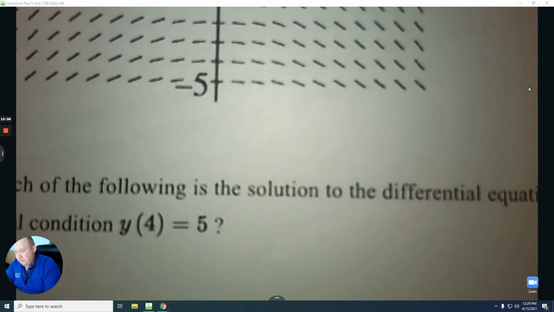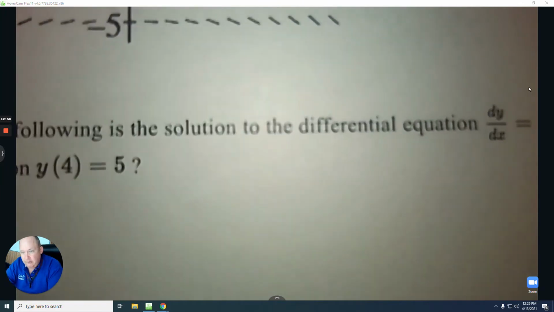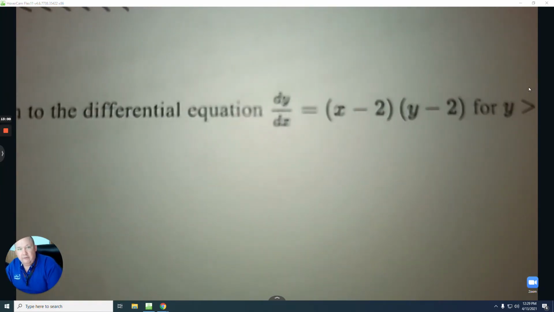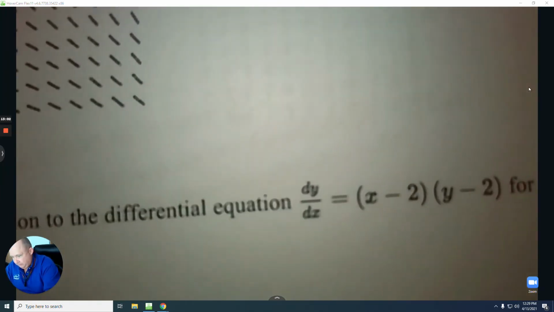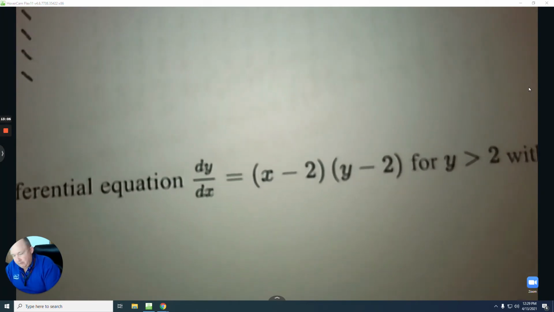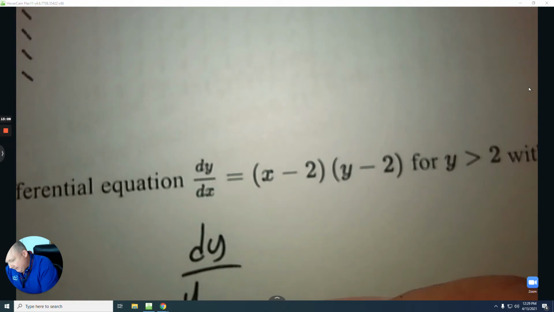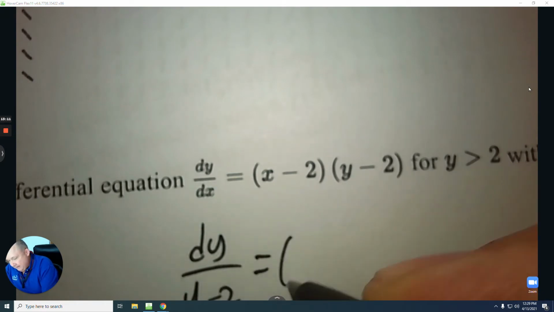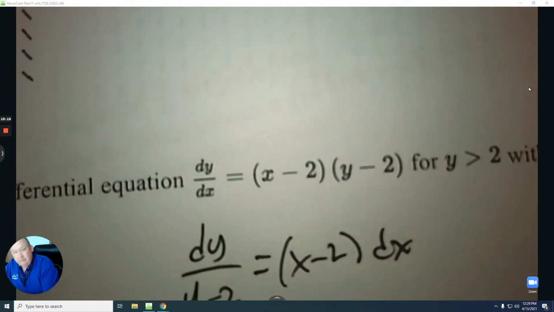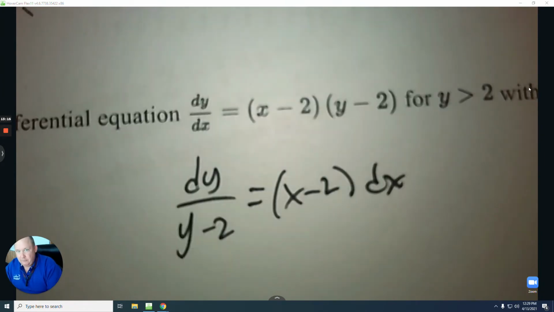All right, in number 10, you have to be able to solve a differential equation. So step 1 to solve a differential equation is to separate the variables. Can you have all the x's on one side and all the y's on the other side? So I'm going to divide by y minus 2, and I'm going to multiply by dx. So that's what's called separating the variables.